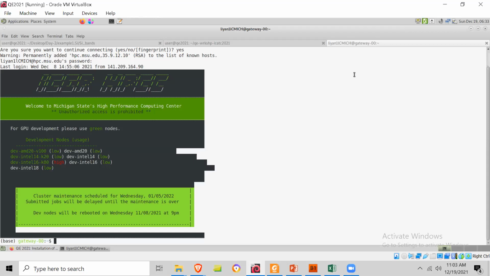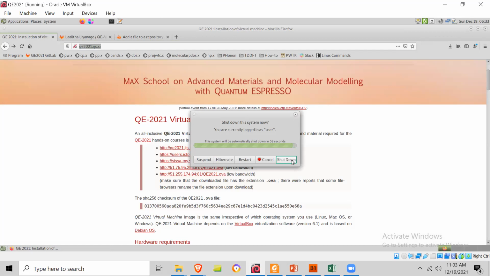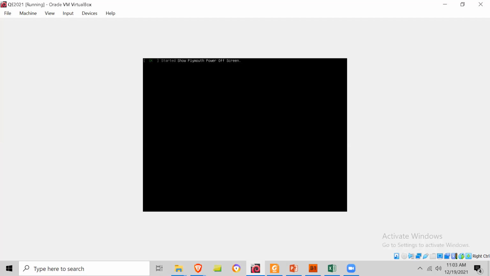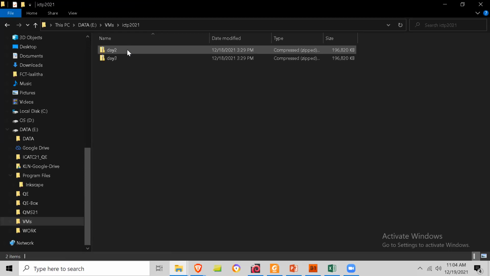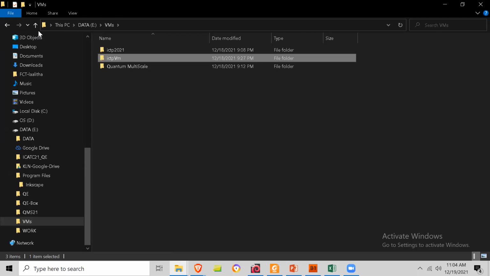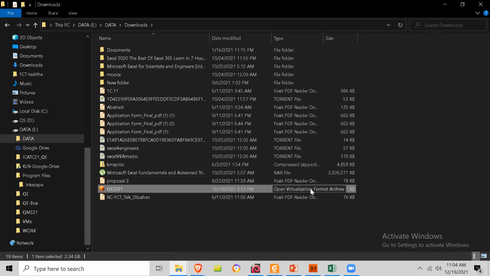And when you download it, what you will get is an OVA file, which is similar to this one. You will have an OVA file like that. This is an open virtualization archive format file, it's about 2.4 gigs, QE 2021.